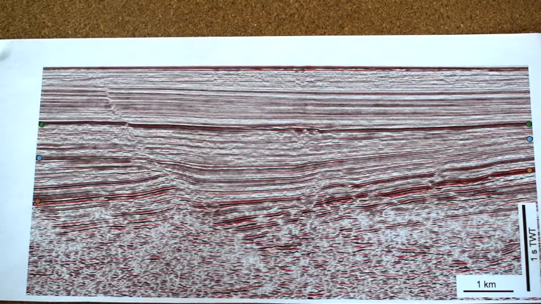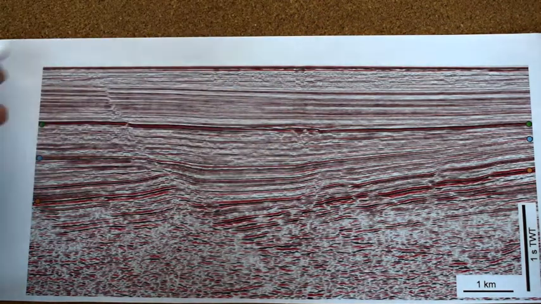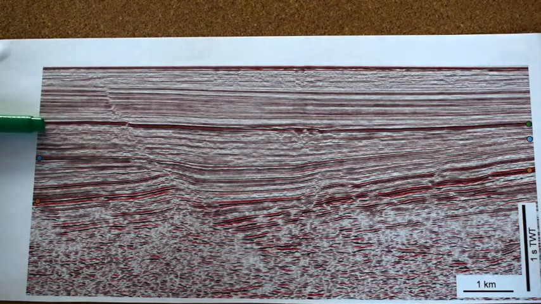When interpreting seismic data, it's usually best to start shallow and move deep so we can use the higher resolution image to guide us. There's a better chance of tracing out the continuity of reflectors. So let's try this first of all by starting with the green reflector, which is this high amplitude feature running across the profile.